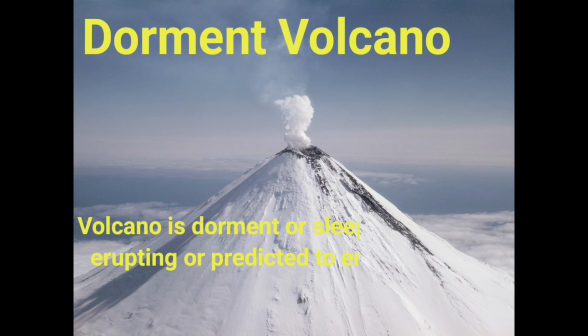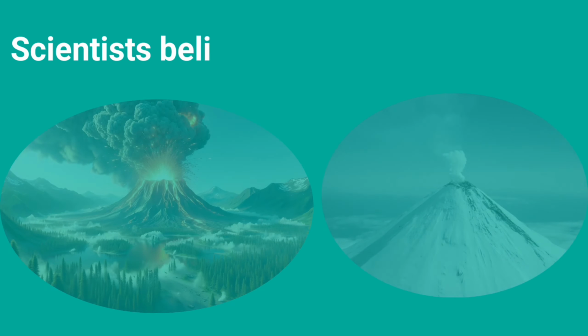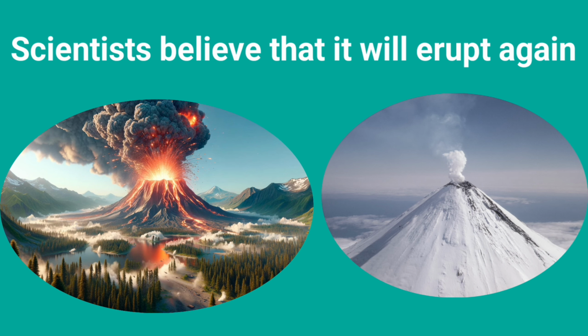Now moving on, the next is the dormant volcano. A volcano is dormant, or sleeping, if it is not erupting or predicted to erupt in the future. Mauna Kea is a volcano located on the Big Island, and its last eruption took place 3500 to 4000 years ago. However, scientists believe that it will erupt again in the future. Mauna Kea is a dormant volcano on the island of Hawaii, standing 4200 meters above sea level.